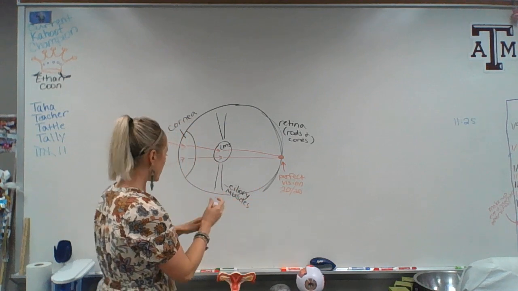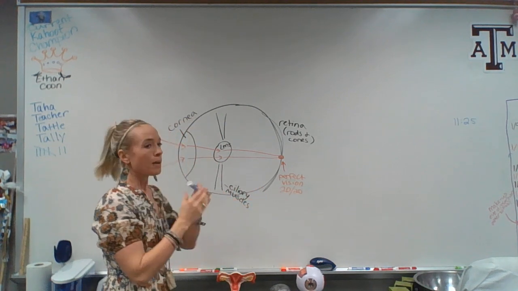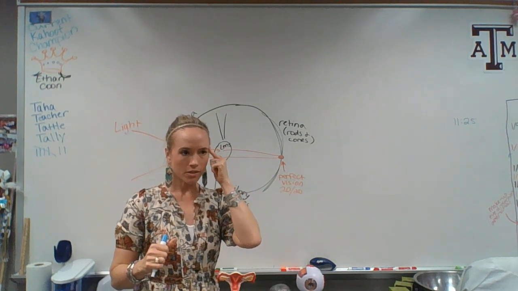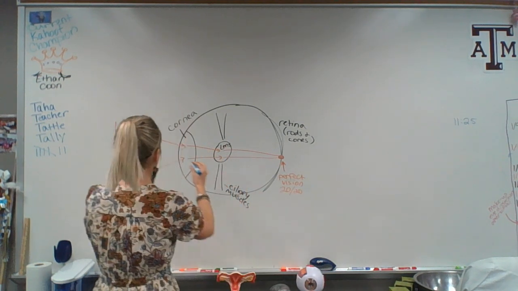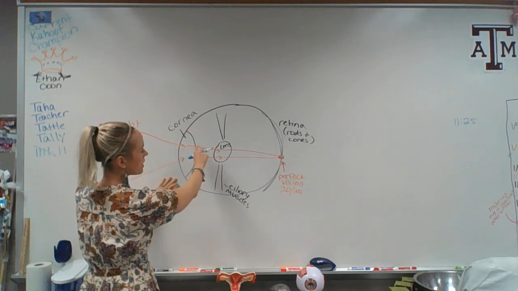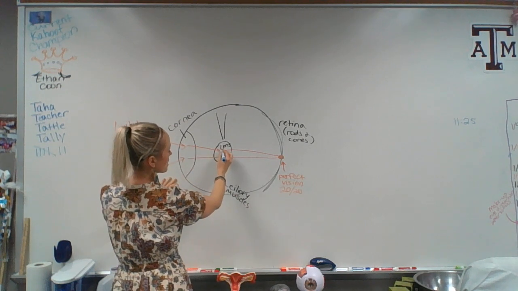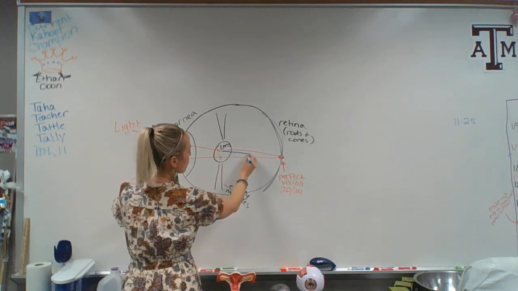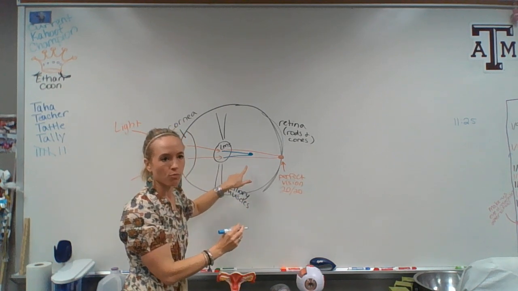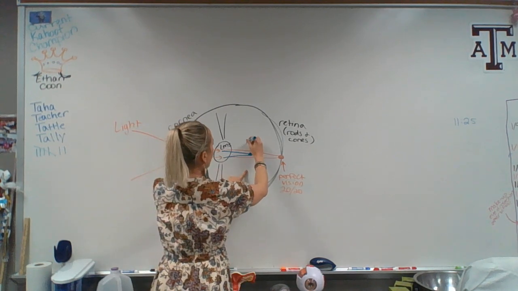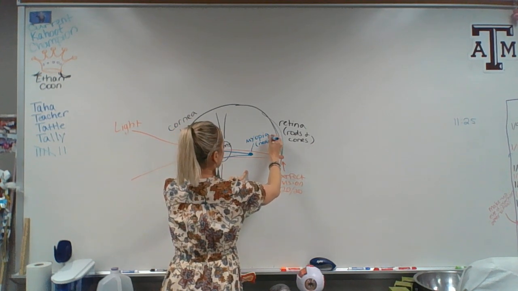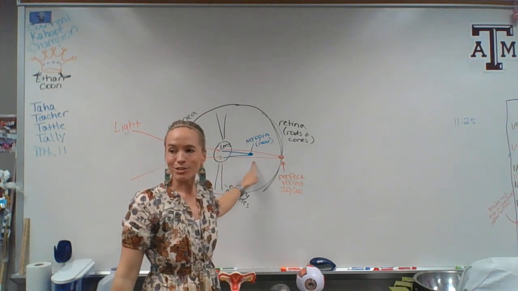All right, now let's say you have myopia. So remember, myopia is nearsighted, right? So when the light comes in, the cornea and lens bend it too much, and it focuses incorrectly in front of the retina. This is myopia, nearsightedness.